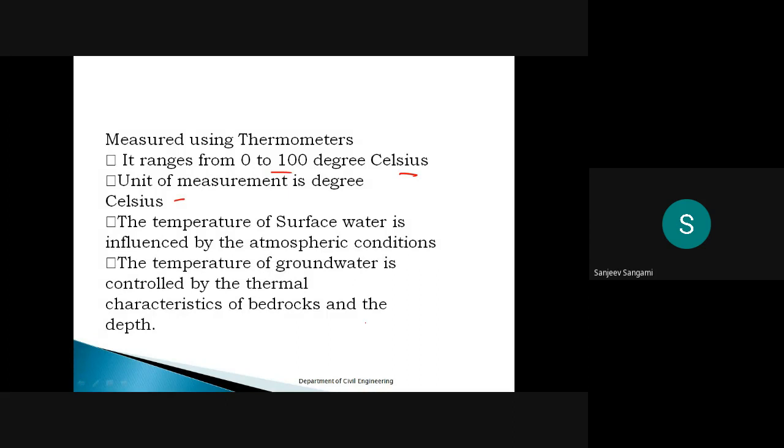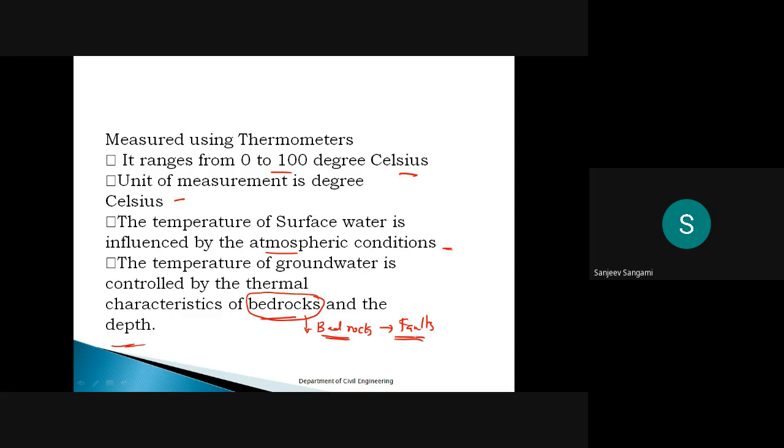The temperature of surface water is influenced by the atmospheric conditions, of course. That is why I discussed that. The temperature of the groundwater is controlled by the thermal characteristics of bedrocks and the depth. If you study the geological characteristics of the earth, you can understand how it varies with depth and what factors affect the temperature of the groundwater. Normally it is bedrocks. The faults are also responsible for increasing the temperature of the groundwater.